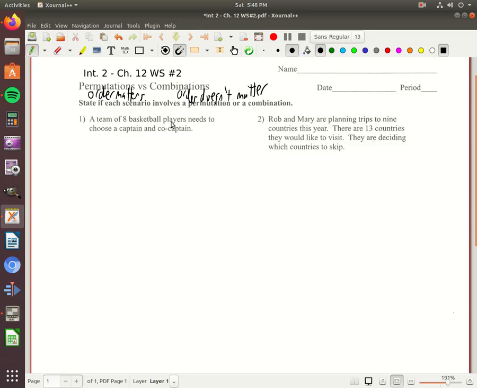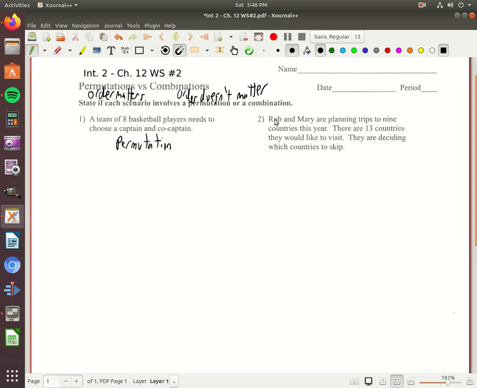So here it says, state if this is a permutation or a combination. The first one, a team of 8 basketball players needs to choose a captain and a co-captain. Well, does it matter which one's the captain and which one's the co-captain? Does order matter, right? If player 1 is the captain and player 2 is the co-captain, or player 2 is the captain and player 1 is the co-captain, does it matter? I would say, yeah, it probably does. Especially to the people that are the captain or the co-captain. So I would say that this is a permutation because order definitely seems to matter here.